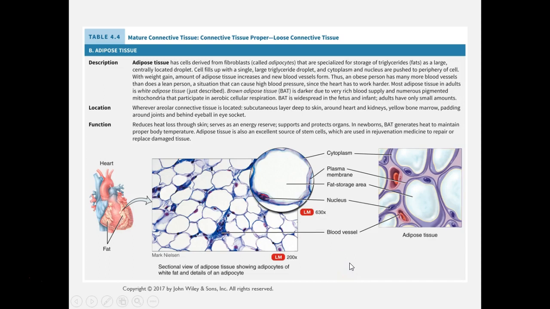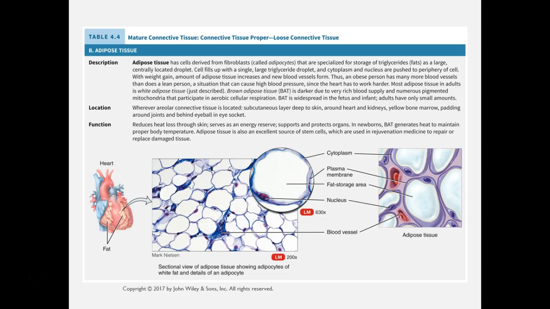So where do you find adipose tissue? Again, many places throughout the body, underneath the skin, around the organs, making up yellow bone marrow, padding in your joints, and behind the eye sockets. The function of adipose tissue is to provide insulation. It helps us to not lose heat, but it also can be used as an energy storage.